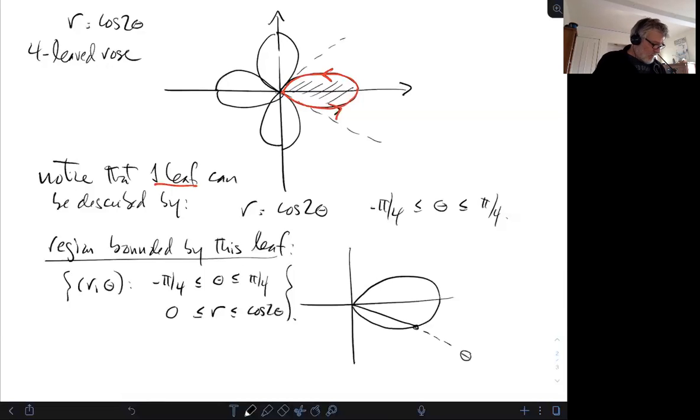So this is type 1 in polar. Okay, we'll see tomorrow what that means for us.